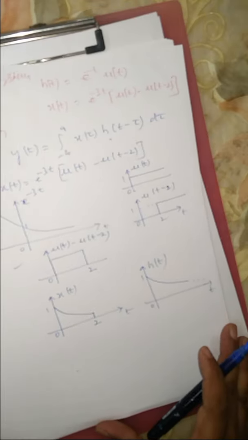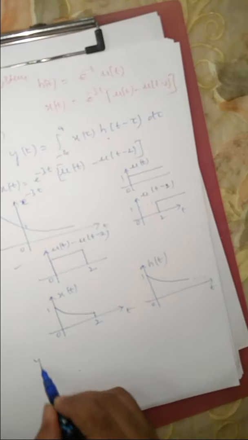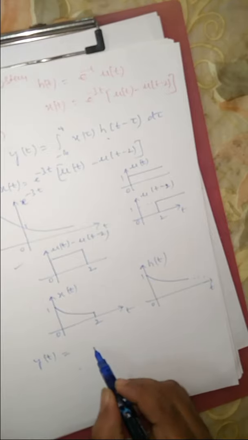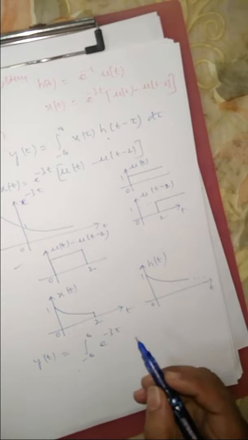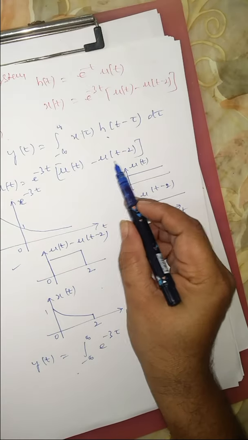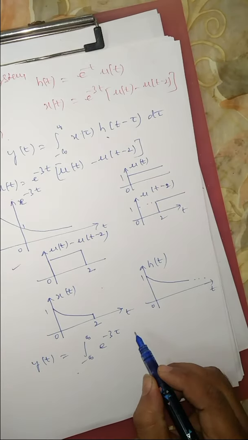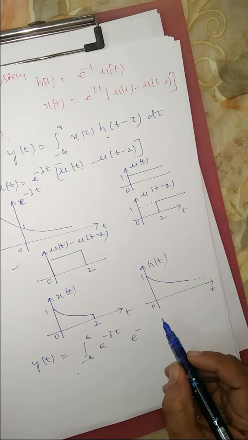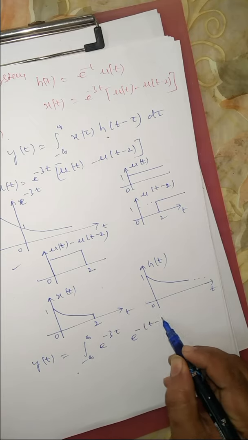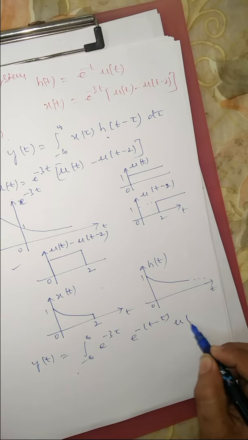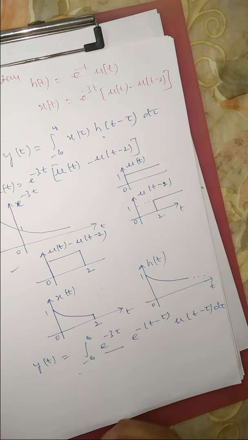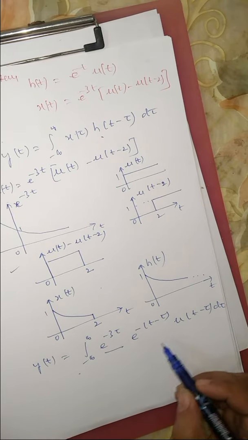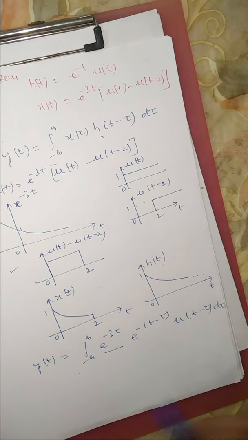To do this, y of t equals the integral from minus infinity to plus infinity of e to the power of minus 3 tau, u of tau minus u of t minus tau, it will become 1. h of t minus tau is e to the power of t minus tau into u of t minus tau into d tau, where this signal exists only from 0 to 2, where this signal exists from 0 to infinity.